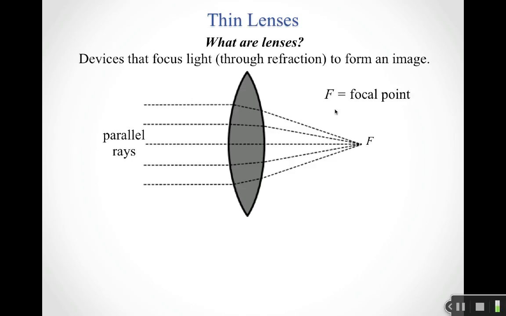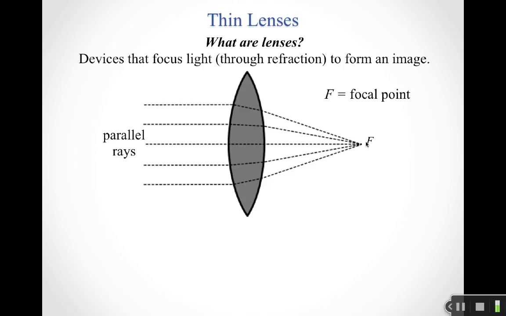So for starters, one of the important points that we'll talk about with a lens is the focal point. And you notice that the focal point here happens to be where the image is forming, and this is what happens when my light comes in as parallel rays. My light coming in as parallel rays basically tells me that I can act like my object is infinitely far away, and if I have an object that's infinitely far away, then that's going to create an image at the focal point. All those rays will come in and focus at the focal point.